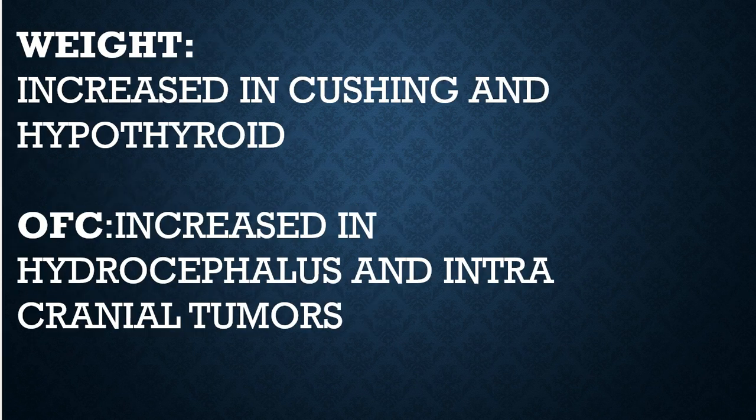Okay. The second thing to measure is weight. If a child with precocious puberty has increased weight, he might have Cushing and hypothyroidism. Then the third thing to measure is OFC. It is increased in hydrocephalus and intracranial tumors. So most children presenting with precocious puberty who have increased OFC will most probably have intracranial tumors.